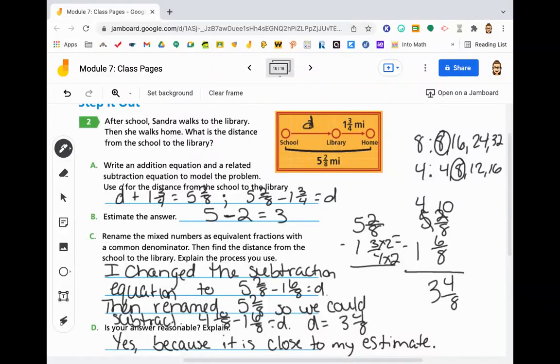And that is all for today's lesson. Hopefully you are now able to solve an addition or subtraction word problem by using an equation to model the problem. Remember, in order to be a math person, all you have to do is be a person and do math.